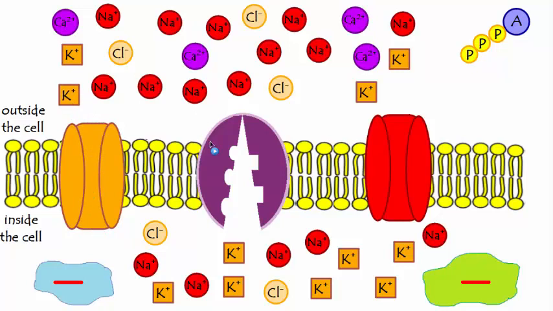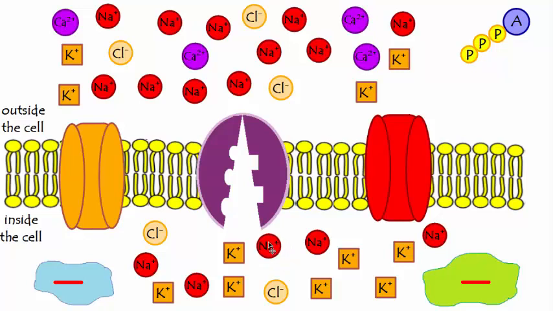In addition, we have the sodium-potassium pump that works using ATP. It needs energy. This sodium-potassium pump moves the Na+ and K+ ions against the concentration gradient. So the Na+ moves from low to high, while K+ also moves from low to high.